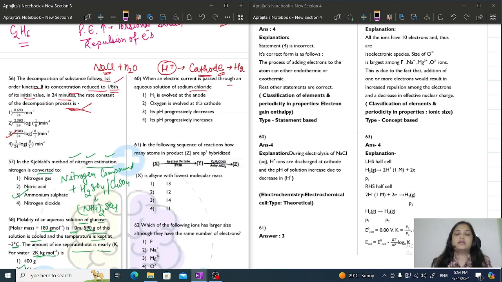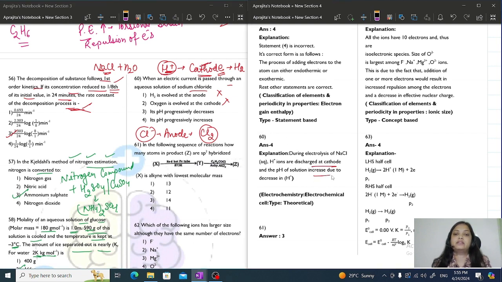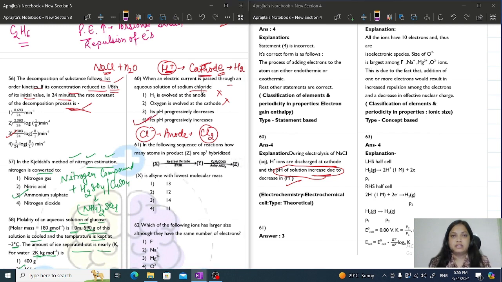Whereas in this case, the chloride ions move towards the anode and chlorine gas is liberated at the anode. So the first two statements are wrong. Now if the hydrogen ions are being discharged at the cathode, the concentration of hydrogen ions is decreasing. If the concentration of hydrogen ions is decreasing, the pH of the solution will increase, because we know that pH is inversely proportional to the concentration of hydrogen ions. So the answer is option number 4, that is, the pH will progressively increase.